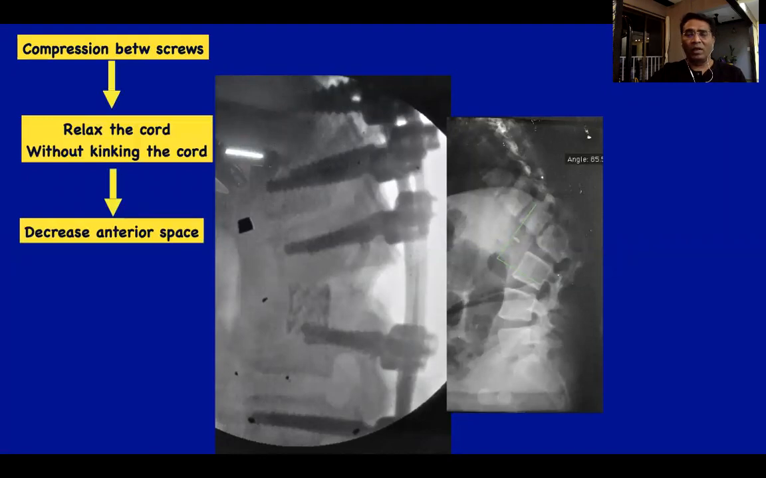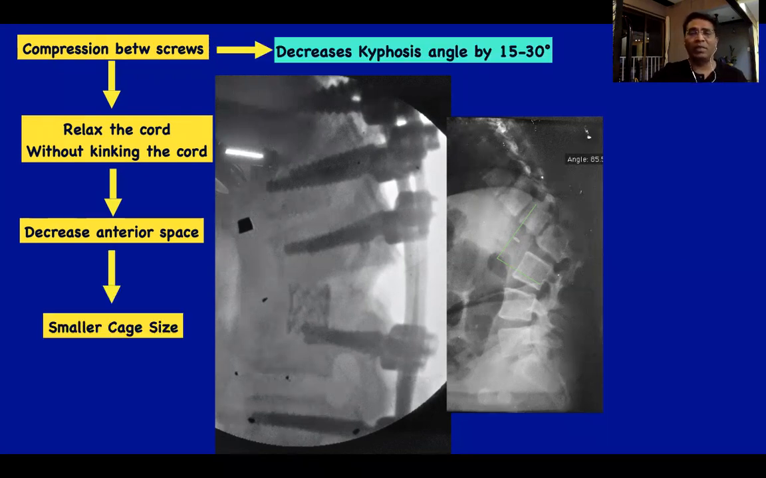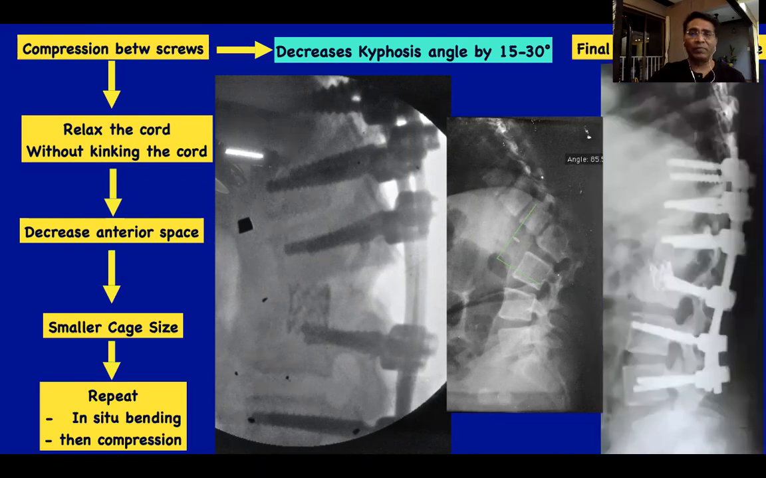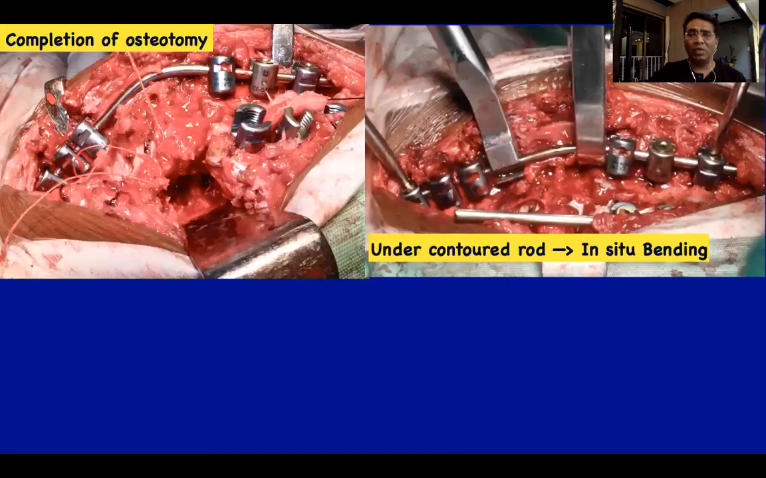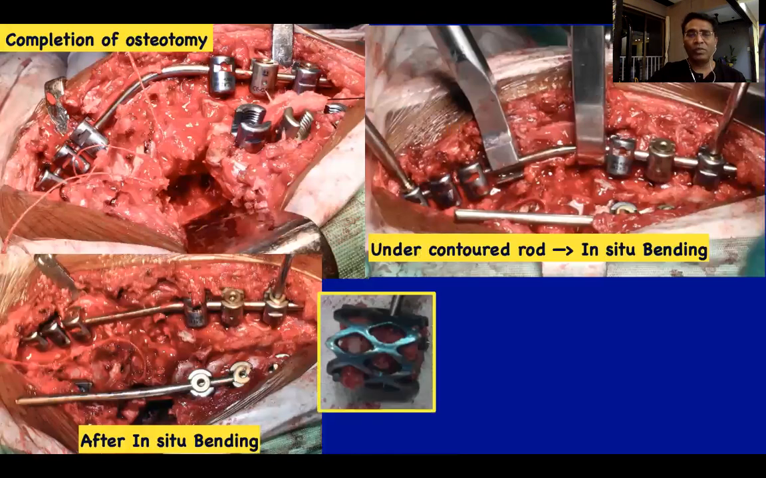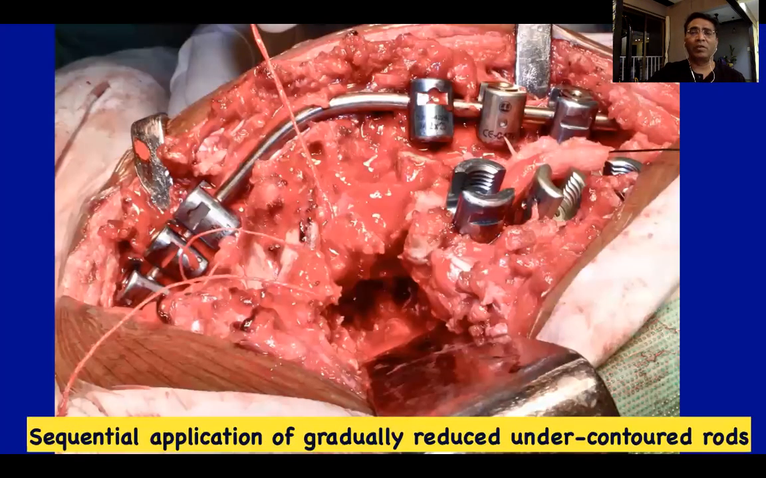So after the in situ bending, once you compress it, because in situ bending will open up anteriorly, it might stretch out the cord to a certain extent, so immediately apply some compression, so that will relax the cord. At the same time, it reduces the anterior space also, so you apply a little smaller size cage. Okay, that was the final correction. So the sequence: corpectomy, in situ under contoured rod, then in situ bending, compression over in situ bending, then the cage placement, the final compressions.